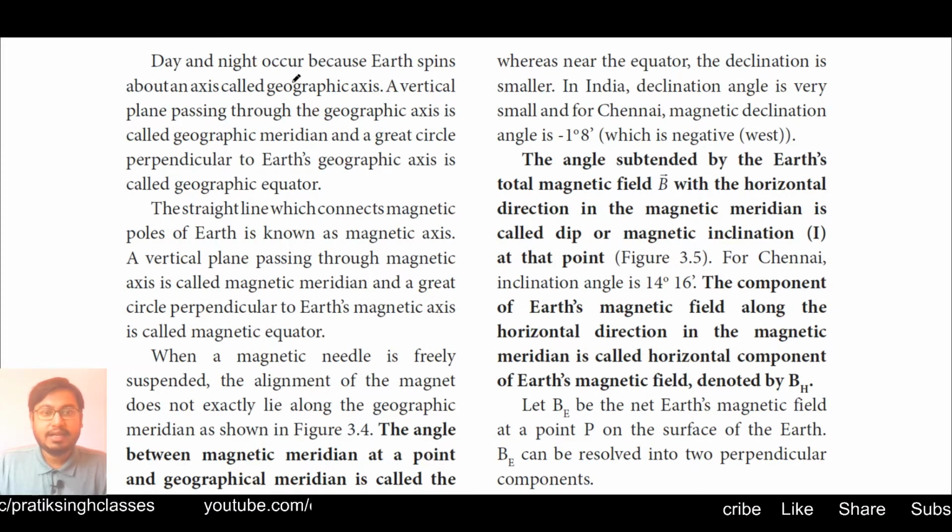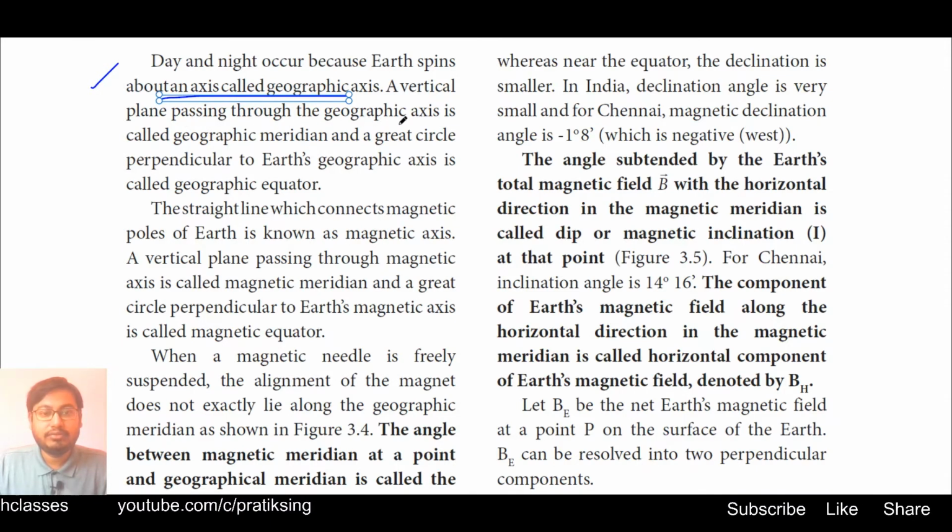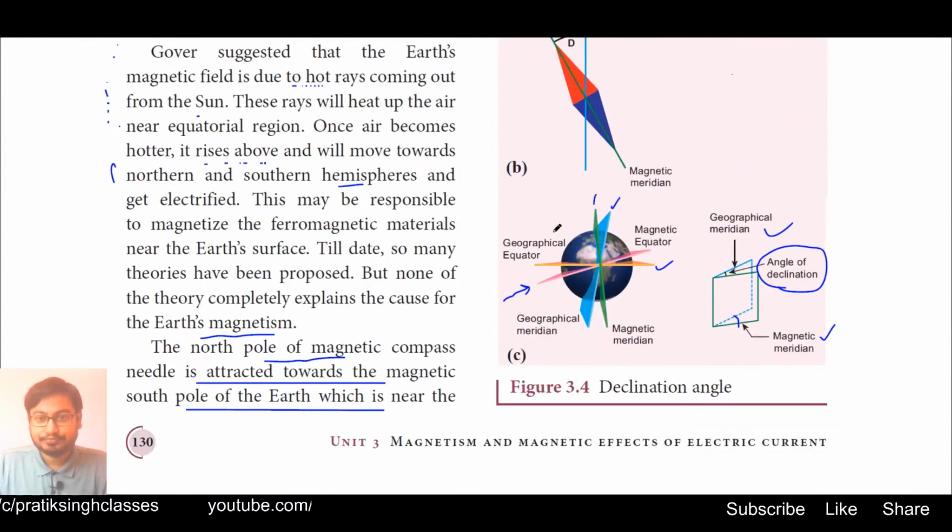Day and night occur because Earth spins about an axis called the geographical axis. The line which joins the geographical north pole and south pole is called the geographical axis. When the Earth rotates around it, we have day and night change. A vertical plane passing through the geographical axis is called the geographic meridian, and a great circle perpendicular to Earth's geographic axis is called the geographic equator. So let us come to the figure once again.